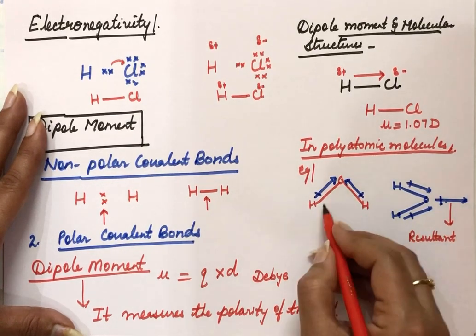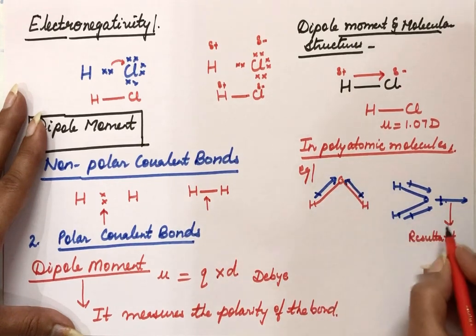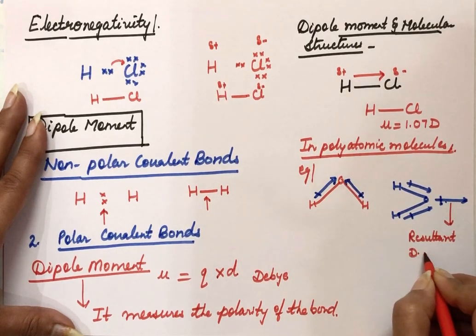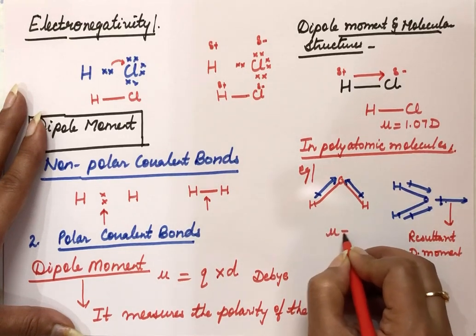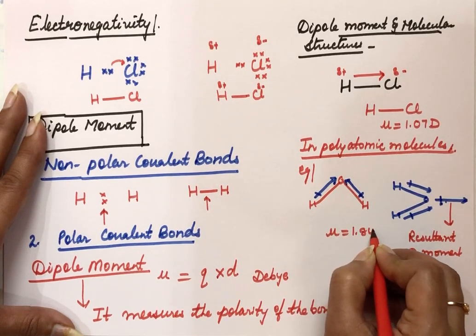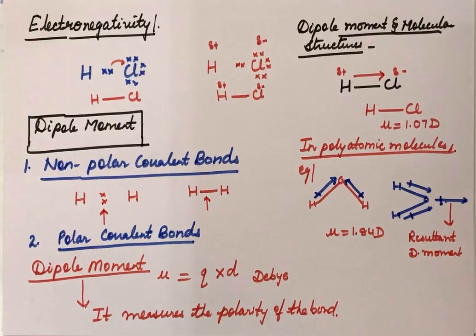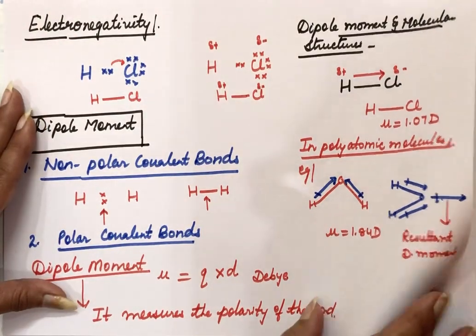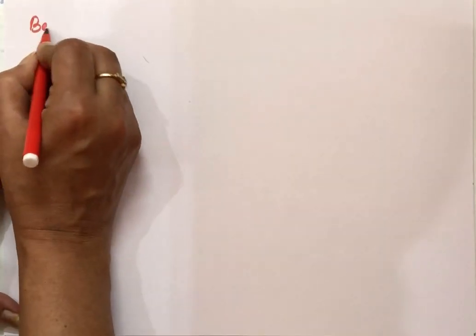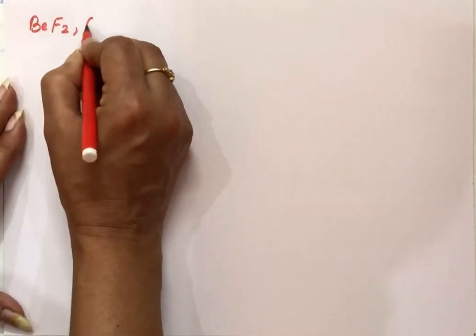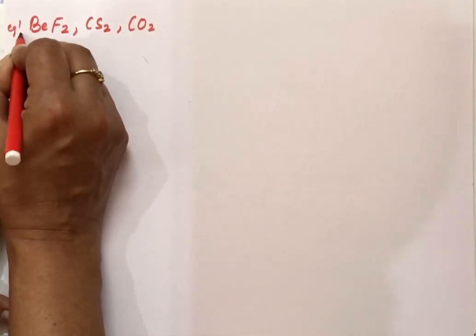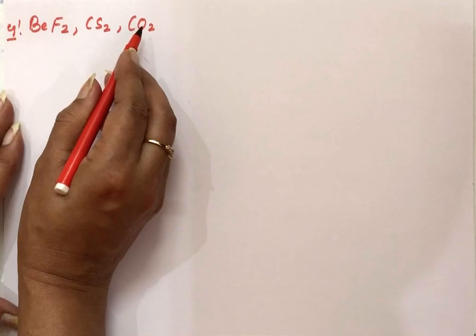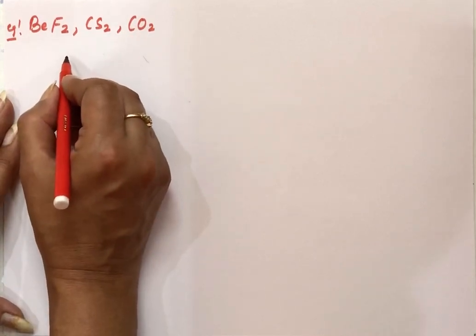So both these OH bonds are polar, and as a result the water molecule is also polar, and its polarity is very high, 1.84 D. Similarly, if we take BeF2, CS2, carbon dioxide, these molecules have more than 2 atoms here. For example, carbon dioxide I am taking.